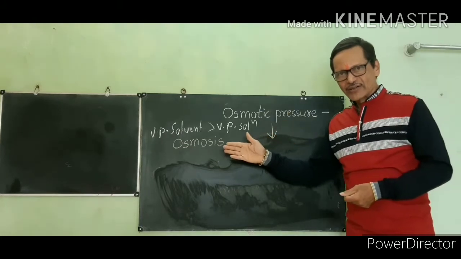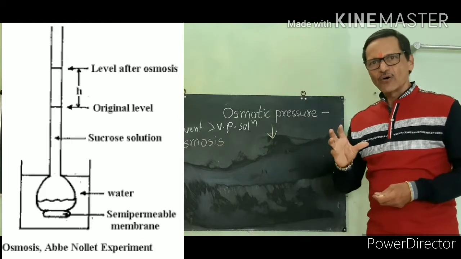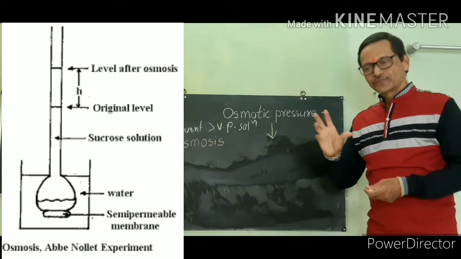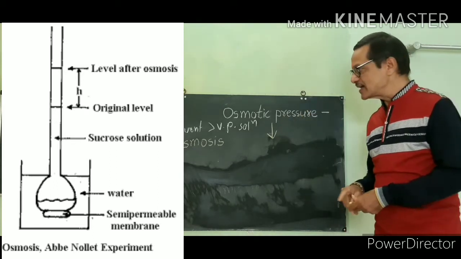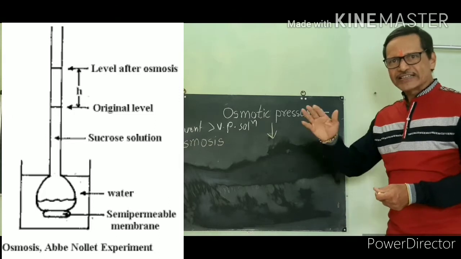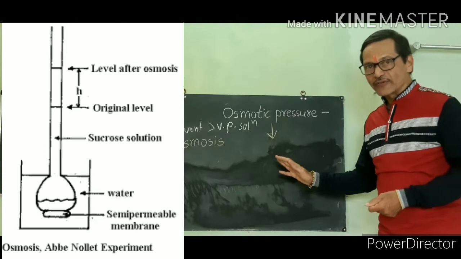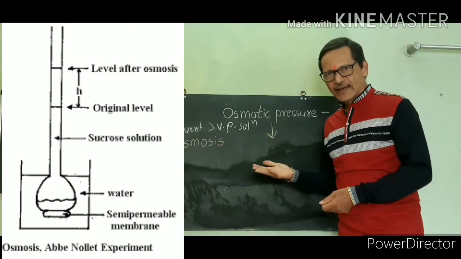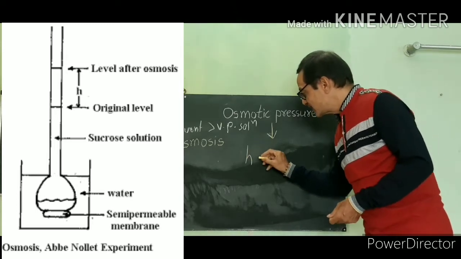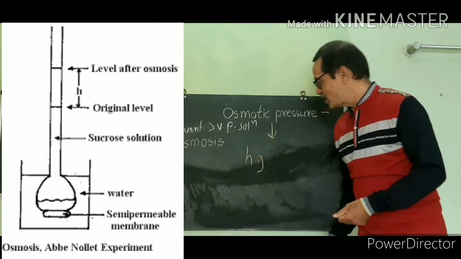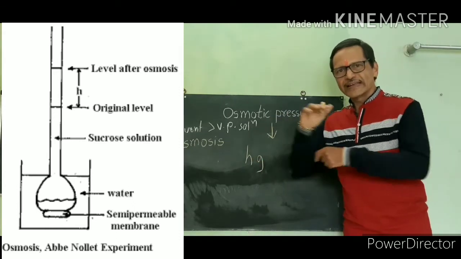In this diagram, you will see a thistle funnel whose mouth is fastened with a semi-permeable membrane, and this thistle funnel contains sugar solution. Now it is dipped in water, that is pure solvent. What is the observation? Osmosis takes place and the height of the sugar solution increases. It is h into g, height and gravitational force.